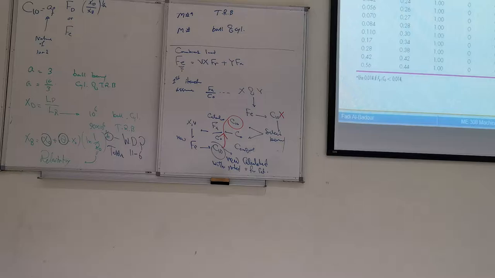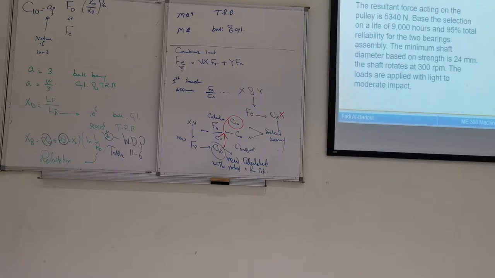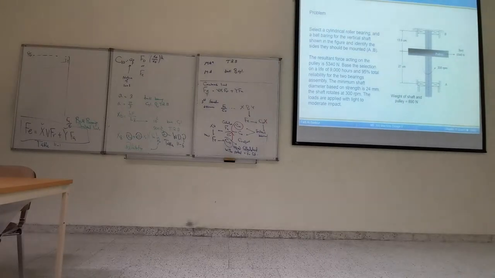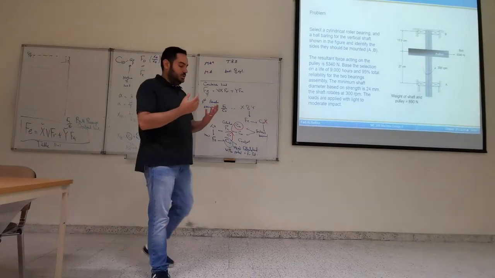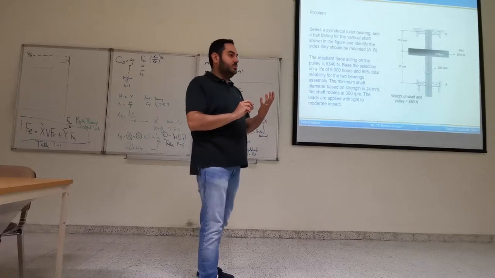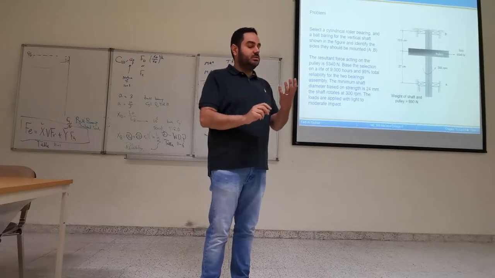Okay, so that was table one where we get X and Y. And let's start solving this problem. Try to read the statement. And the objective of this problem is three things.